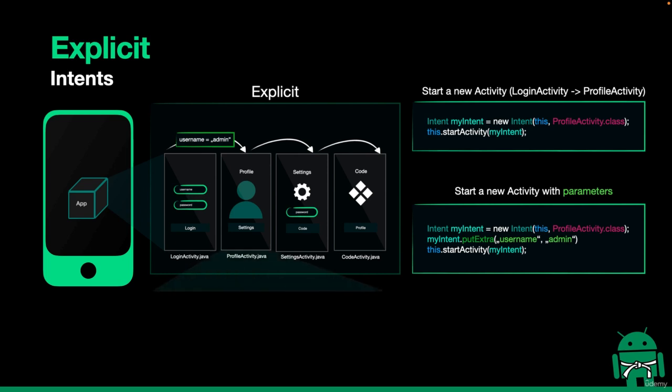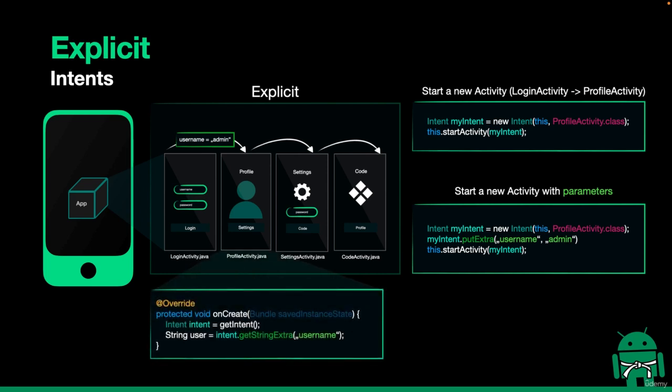It's shown over here. This is the code of the profile activity. And here we can see this activity simply gets this intent with the getIntent function. And then we can access those fields via intent get string extra username. Now we can assign this username, which has been passed from the logging activity, into a local variable of our profile activity. All right? Perfect, because this is everything we need to know about explicit intents.